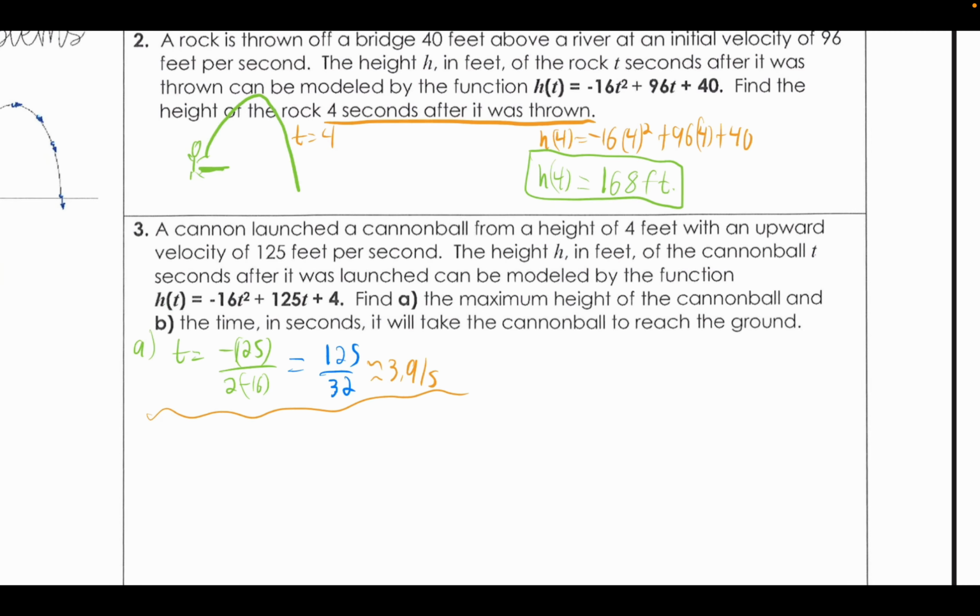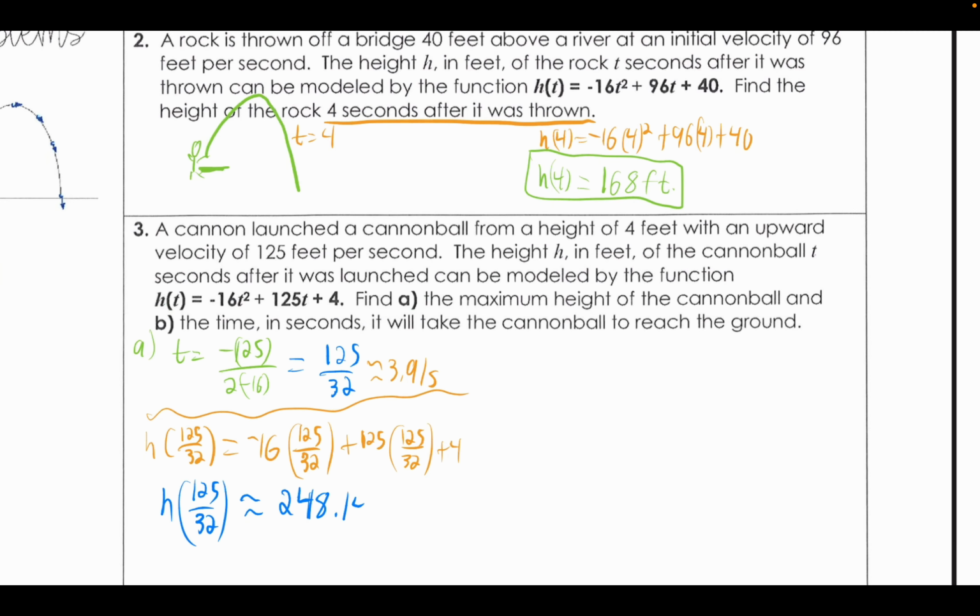And so we plug this in and we do h of, and you can either do the 125 over 32, or you can do the approximation of 3.91. I'll just go ahead and do the more exact one. That's what I tend to prefer personally. And the nice part is I get to let my calculator do the work after I plug it in. And we find h of 125 over 32, or h of approximately 3.91 seconds, to be approximately, as we round here, I'm not going to worry about the fraction answer, just the decimal answer. I'm going to round to 2 decimal places, or to the hundredths place, which would be approximately 248.14 feet.